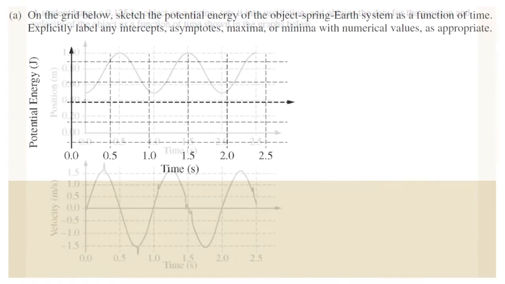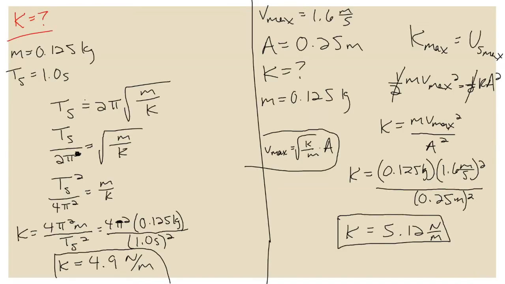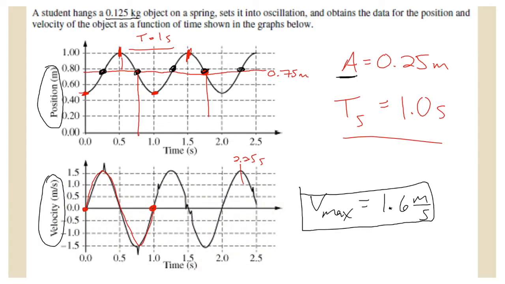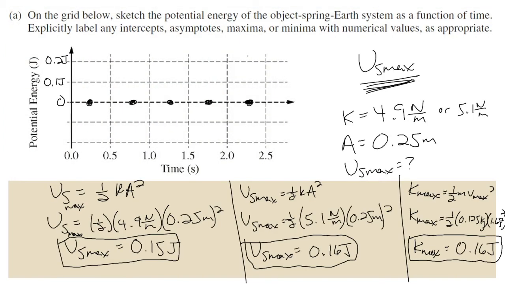And so now that we have all the values we need, we should probably go back to the position graph one more time and make note of when this thing is going to be maximized. And I hope everybody realizes at the amplitudes, whether they're positive or negative, this thing is going to be maximized. And so basically at 0, 1/2, 1, 1.5, and 2, and really we could go 2.5 also, the potential energy is going to be maximized because the potential energy is maximized at the amplitudes.